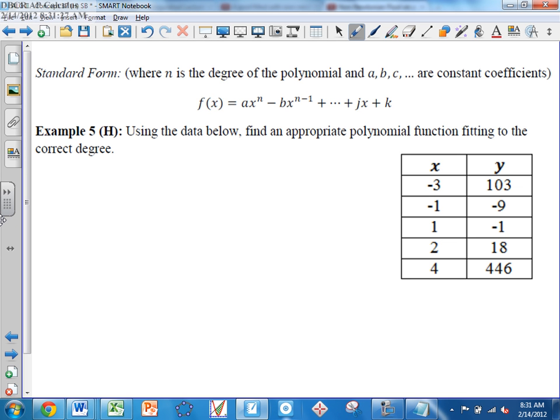So, here's what I want you to think about. When we had a problem and we used standard form in the matrix, how many points did you need to solve a parabola? How many actually? 3. Do you remember why you needed 3 points?